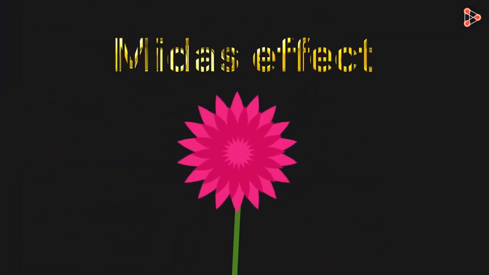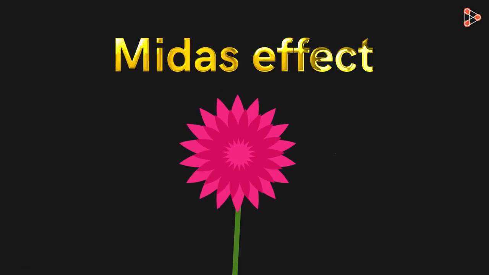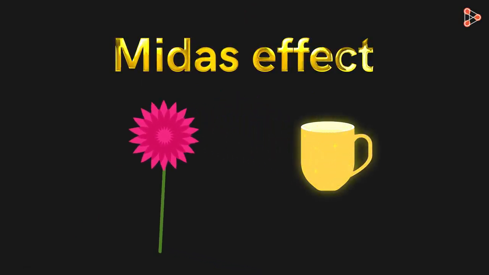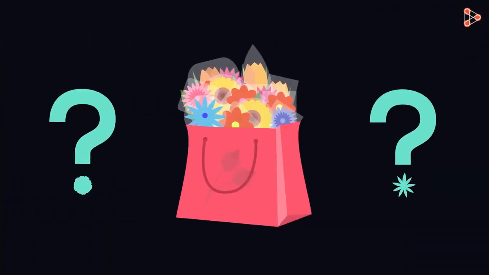Imagine we're given a bag full of flowers, and we are told that there is one flower which has the Midas effect. Anything that the flower touches gets transformed into gold. But how will we find out which flower is the special one? All the flowers look more or less the same.